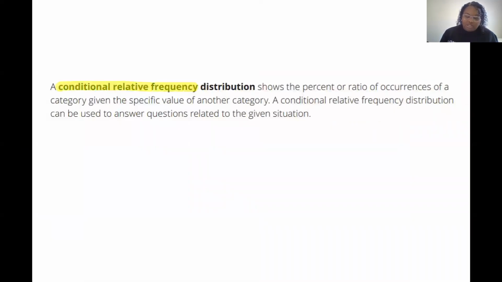A conditional relative frequency distribution shows the percent or ratio of occurrences of a category given the specific value of another category. When we are creating the conditional relative frequency distributions, there are two different tables that are possible dependent upon the two different variables being considered in the scenario. So throughout this video, we're going to focus on the same scenario and we will generate the two different conditional relative frequency distributions that are possible with that same data.